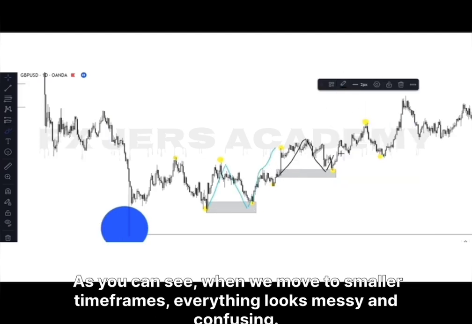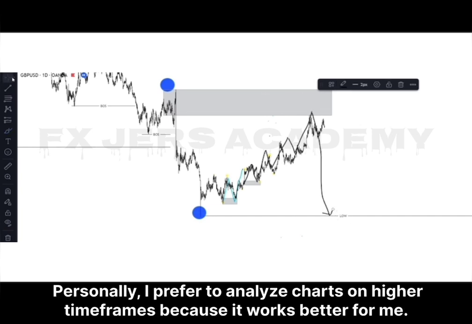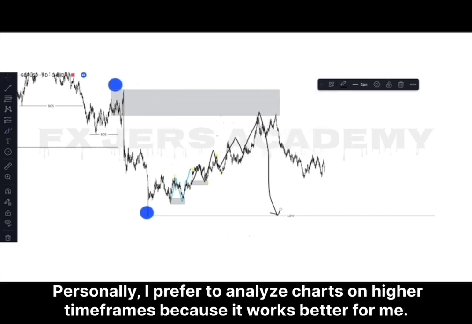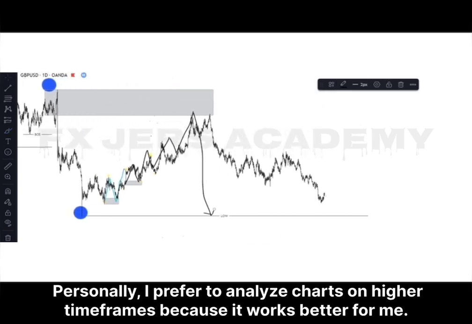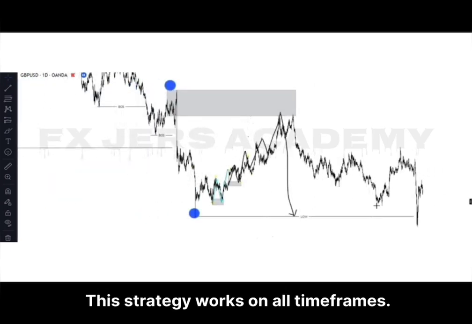As you can see, when we move to smaller time frames, everything looks messy and confusing. Personally, I prefer to analyze charts on higher time frames because it works better for me. I enter trades on lower time frames. This strategy works on all time frames.